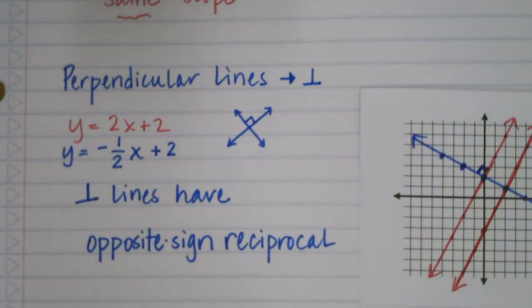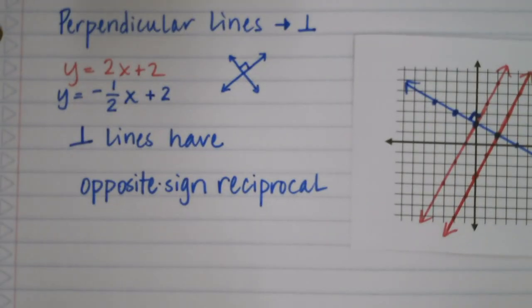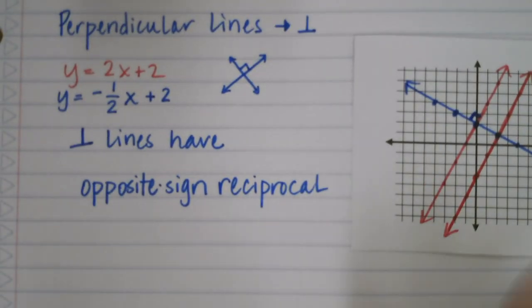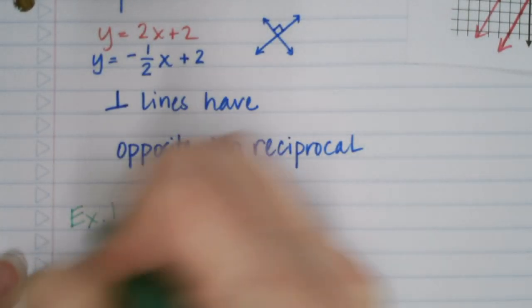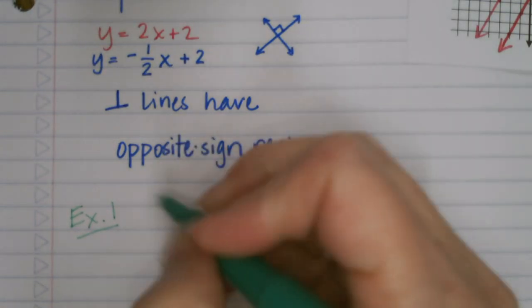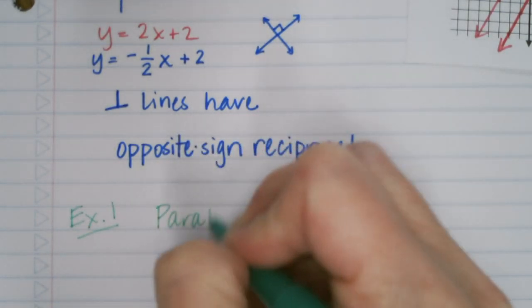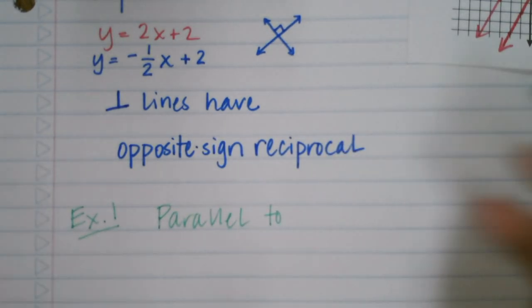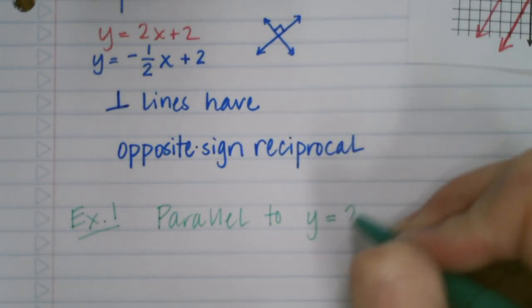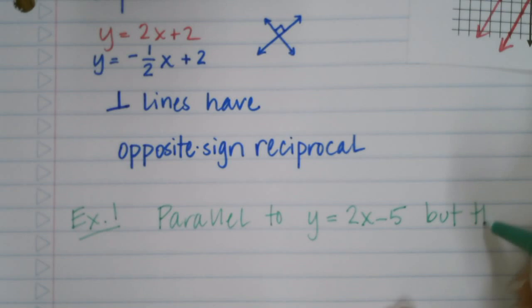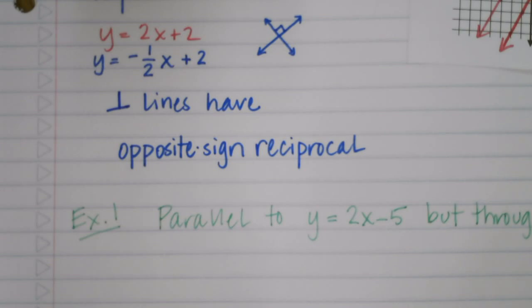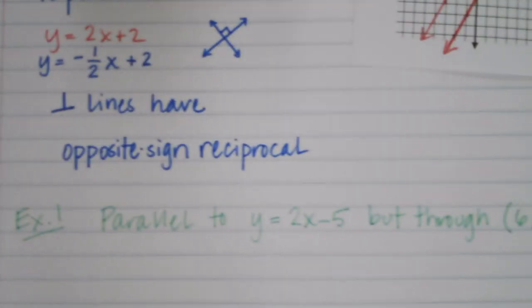All right, so how would this be asked in a question? Well, let's say that, for example 1 here, I want you to write a line that is parallel to, let's just say, y equals 2x minus 5, but it goes through the point, oh gosh, I don't know, how about the point (6, 1)? I'm just making this up.